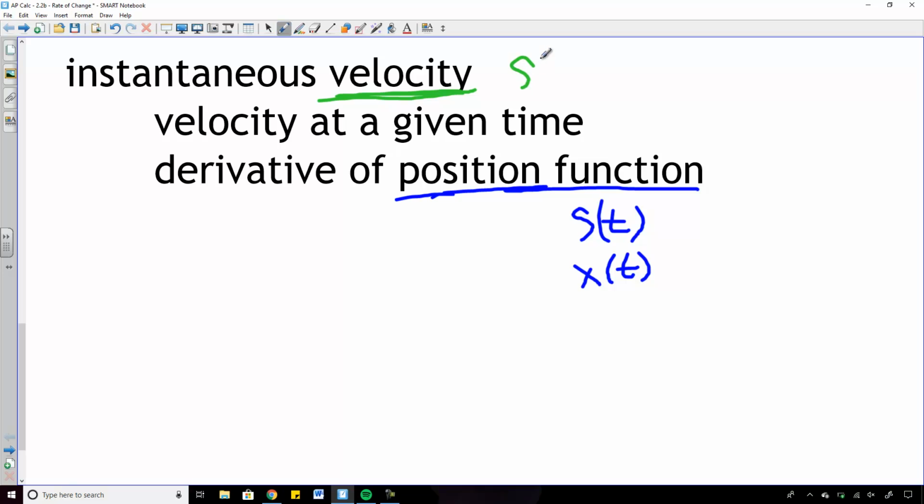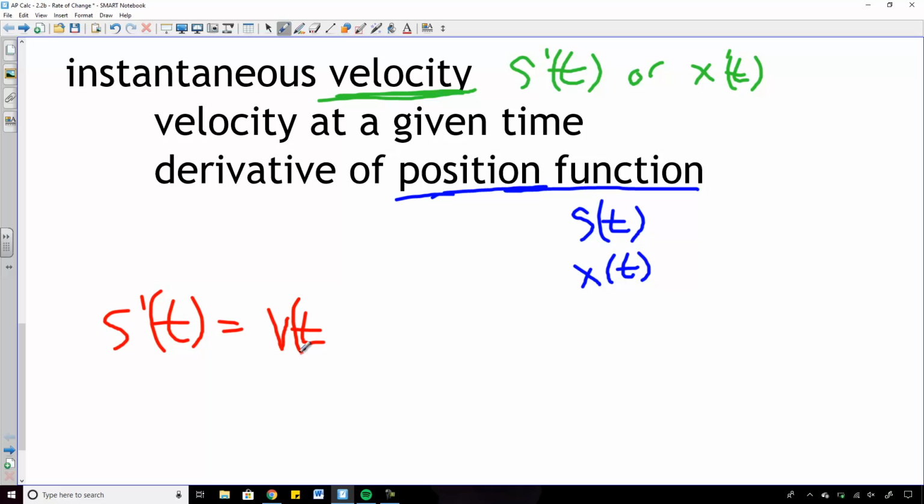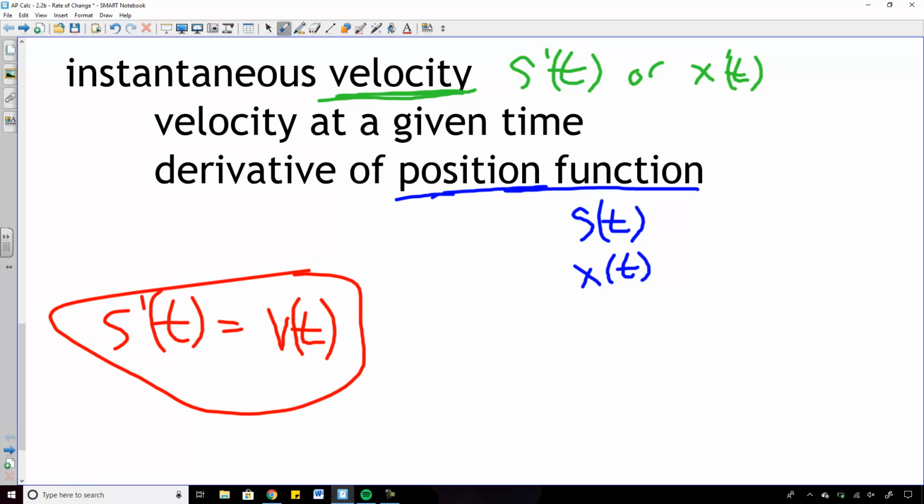Then you're going to find velocity by taking s and deriving it, taking the derivative of s, or x of t. So in other words, the big idea here is that s prime of t, the derivative of position, is velocity at an instant, okay, because it varies. So it's not one position and one time velocity, it's a position at any time and a velocity at any time. The position's derivative at any time gives you the velocity at any time.